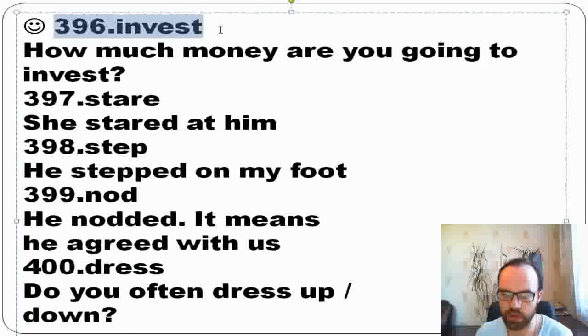Invest. How much money are you going to invest? Stare. She stared at him. Step. He stepped on my foot. Nod. He nodded. It means he agreed with us. Dress. Do you often dress up? Do you often dress down? So dress up means to put on formal clothes, and dress down, informal clothes.